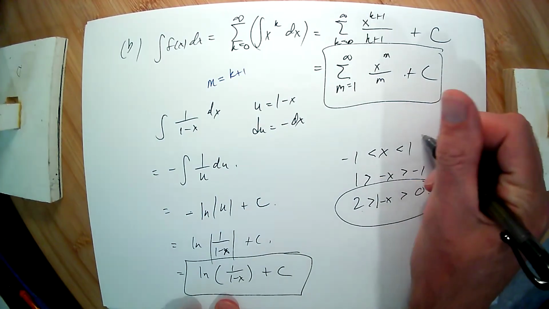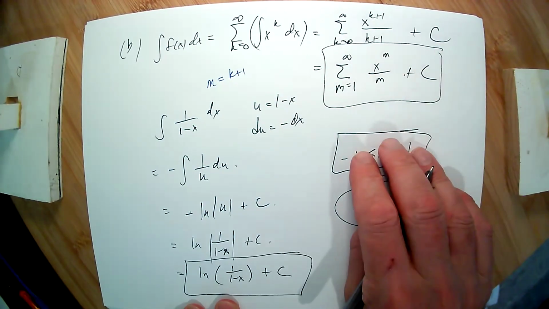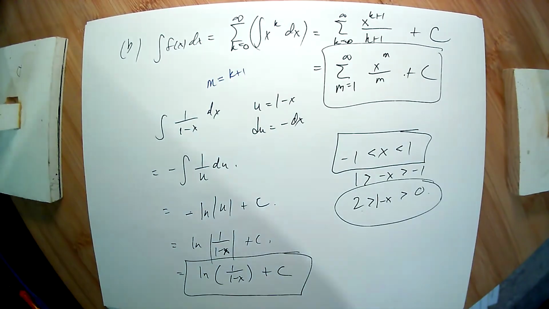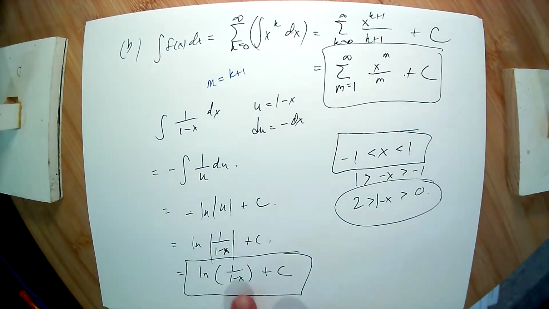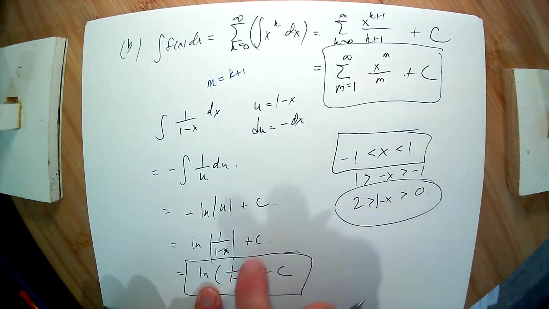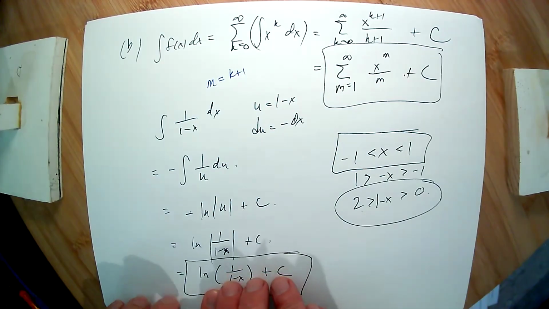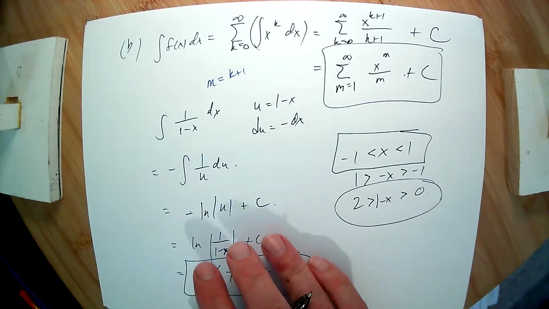I should make the point that the interval of convergence is actually the same as the initial interval of convergence for the starting function. Okay. So the interval of convergence here was -1 to 1. That means that the interval of convergence here should also be -1 to 1. And I'm going to point out that that does coincide with part of the domain of this natural log function. Okay. Not the entire domain, but part of the domain for this natural log function.